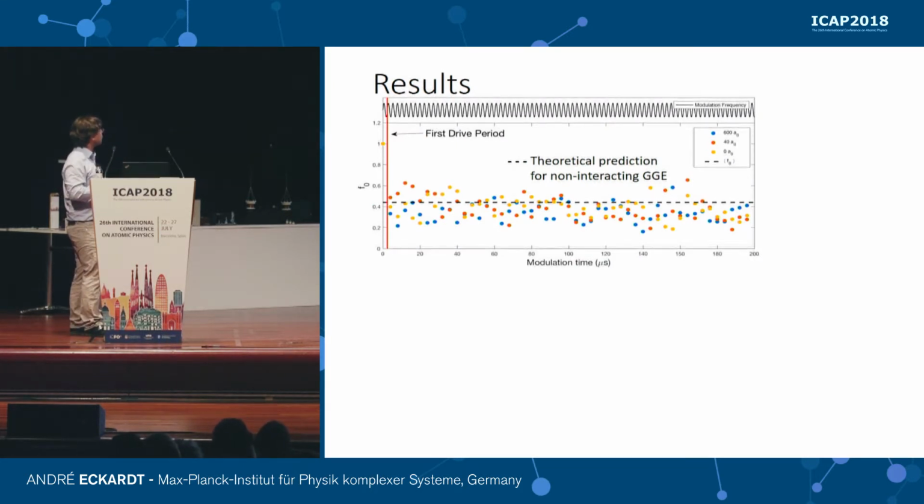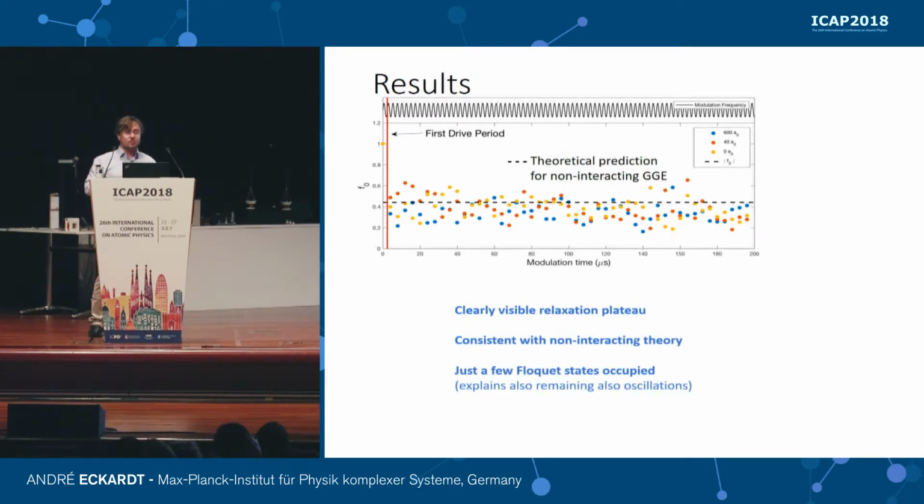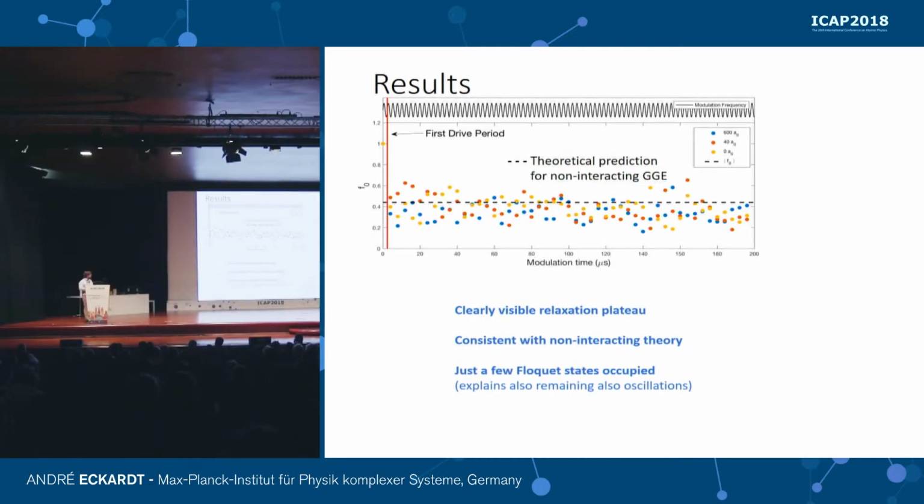And now this is a typical experimental sequence. So if they start to drive, the system goes down very quickly to this plateau-type situation, which is very well described by a simple theory for a non-interacting gas, which is the dashed line. And so you can clearly see this plateau. It's consistent with the theory, as I said, and it's just a few states which are occupied, just a few Floquet states, which you can see here. It's something like 2 or 3. And this also explains these wild oscillations because it's not really in a thermodynamic limit. I mean, this is why you see these oscillations.